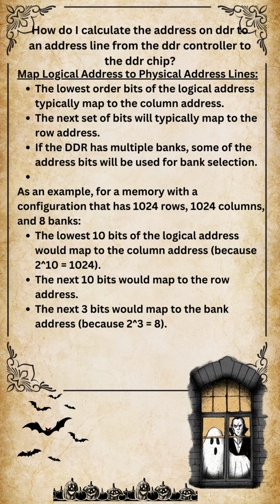As an example, for a memory with a configuration that has 1024 rows, 1024 columns, and 8 banks, the lowest 10 bits of the logical address would map to the column address, because 2^10 = 1024. The next 10 bits would map to the row address. The next 3 bits would map to the bank address, because 2^3 = 8.